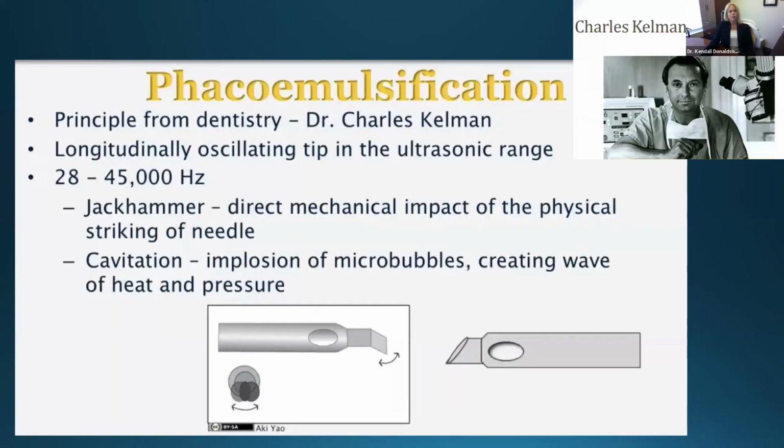So I think we need to understand what phacoemulsification is and where it came from. Actually, I think we all are aware that Dr. Charles Kelman came up with phacoemulsification in his dental office. And this was learned from the procedures of cavitation, similar to performing the removal of a cavity, with the implosion of microbubbles, creating waves of both heat and pressure, like a jackhammer type action there.